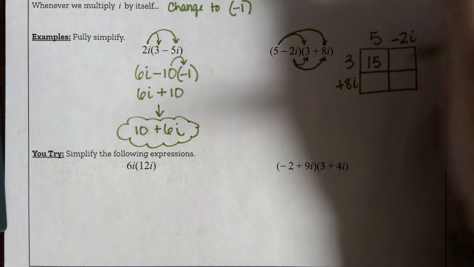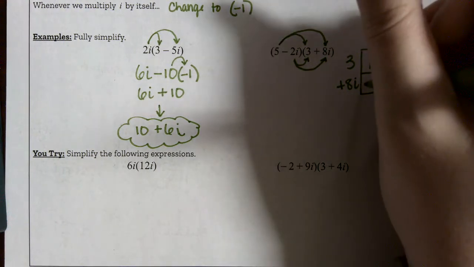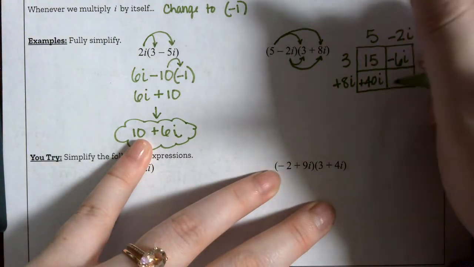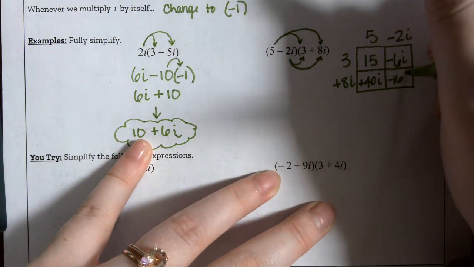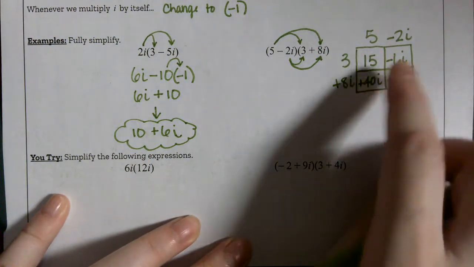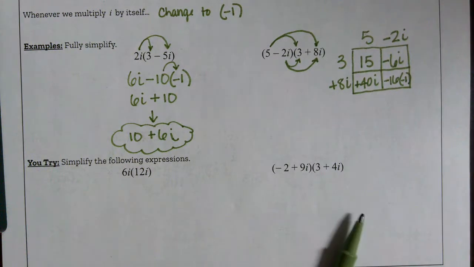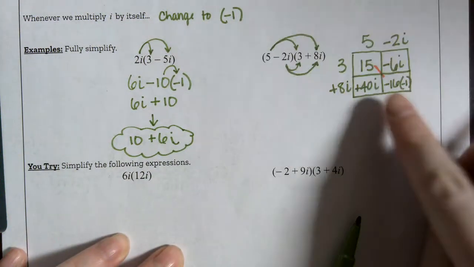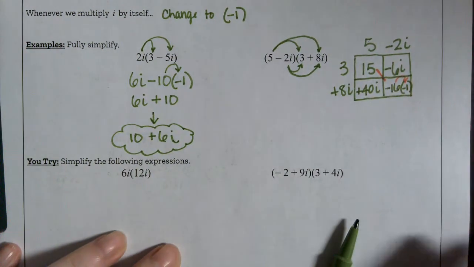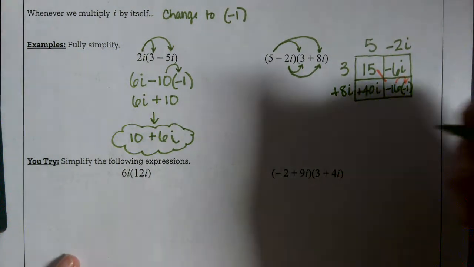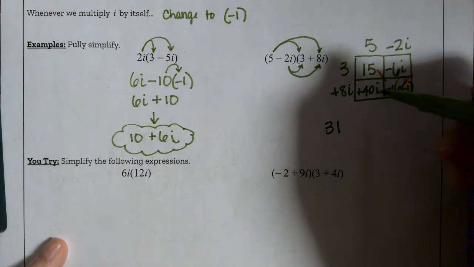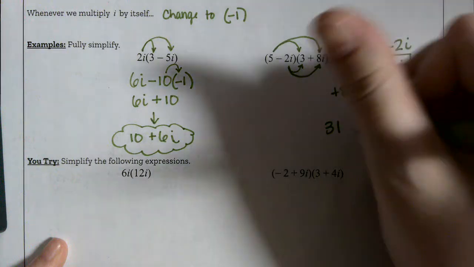So here I get 15, here I get minus 6i, here I get 40i, and then down here I get negative 2 times 8 is negative 16, and i times i is negative 1. So then I can just pull all these out of the box. I'm going to combine my real numbers first. So negative 16 times negative 1 is a positive 16, plus a positive 15 is 31. And then 40i minus 6i is 34i.